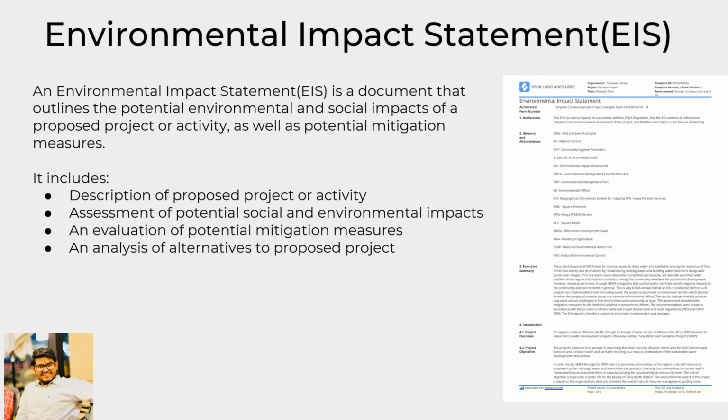In these public meetings, the project proponent presents an EIS, the Environmental Impact Statement. It is a document that outlines the potential environmental and social impacts of a proposed project or activity, as well as potential mitigation measures. It includes a description of the proposed project or activity, a thorough assessment of potential social and environmental impacts, an evaluation of the mitigation measures, and an analysis of alternatives to the proposed project. The stakeholders are asked to carefully consider all the impacts and raise their concerns.